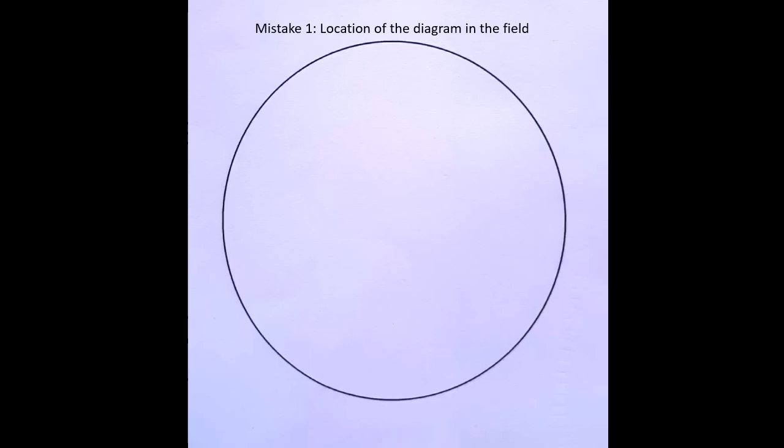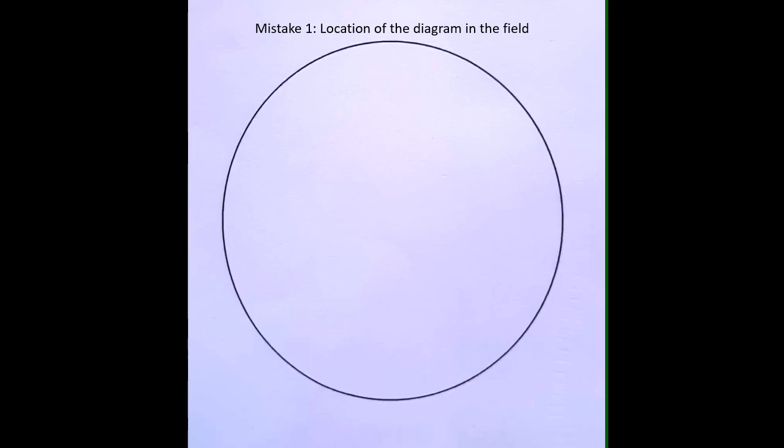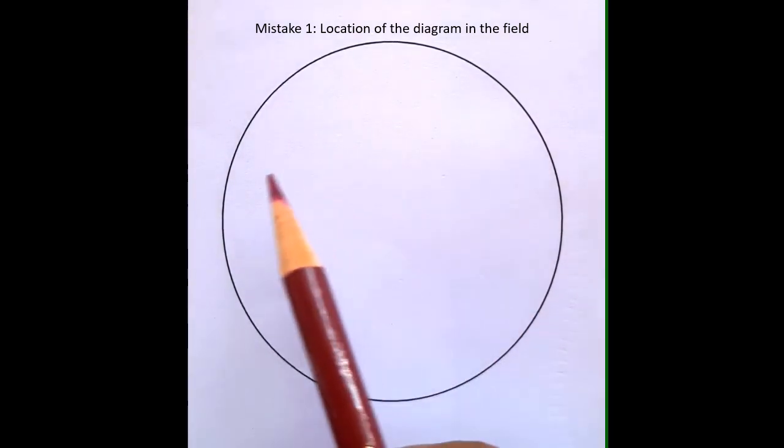So where do you want your diagram to be? Is it in the upper part, lower part, middle part? What is aesthetically more pleasing is if you draw the diagram in the middle one-third of the circle.